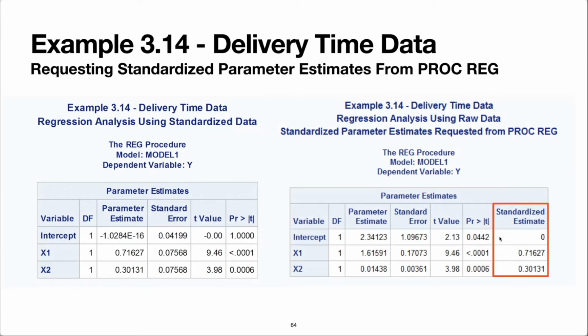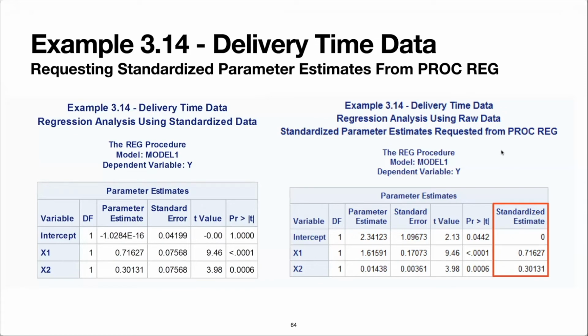And those are the values that we got by hand. And those are the values that we got when we analyzed the standardized data using PROC REG. You can see those values here. So when we analyze the standardized data, we got these parameter estimates, and those are exactly the same as what PROC REG gives us when we request the standardized coefficients using the STB option.